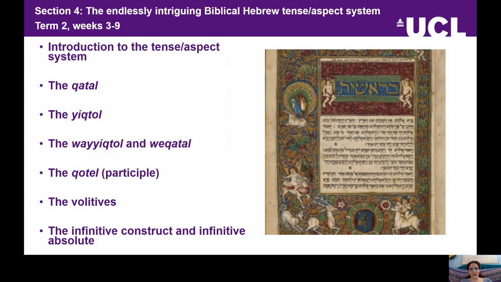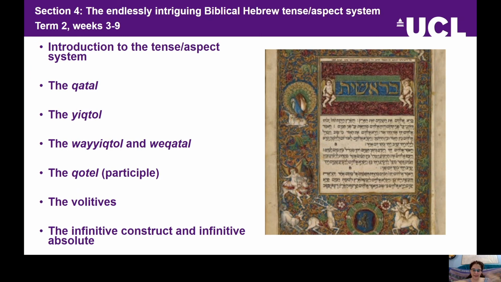Then on to section 4, which is about the mystery of the biblical Hebrew tense aspect system. Again, you are familiar with the different biblical Hebrew conjugations, the qatal, the yiqtol, the wayyiqtol, and the weqatal, or as they're also known, the perfect and the imperfect, and the vav consecutive. And then the other forms like the participle or the qotel, the volitives, so, the cohortative, the imperative and the jussive, and then the infinitives.